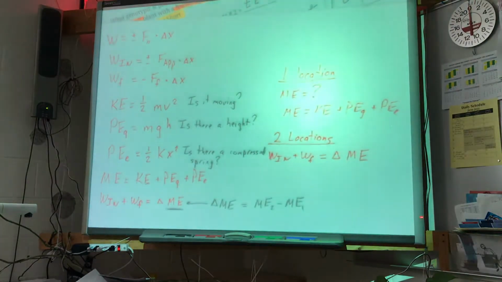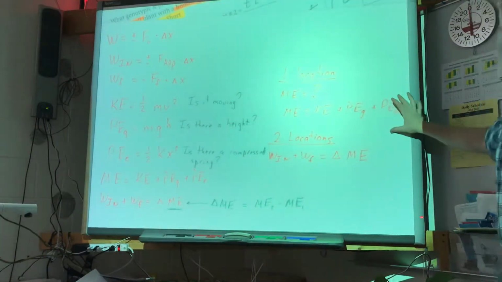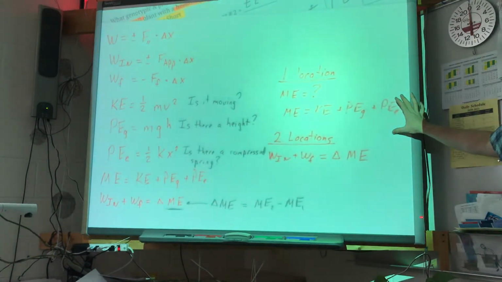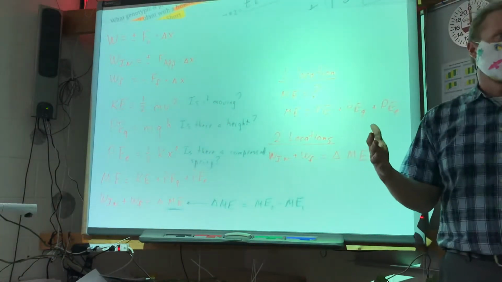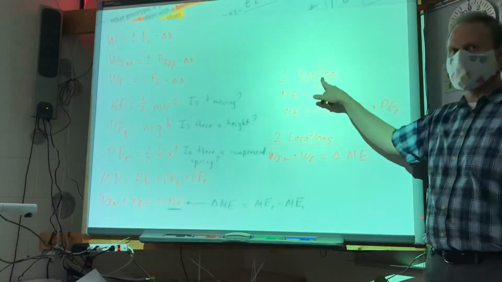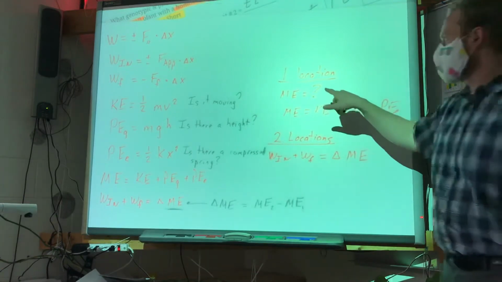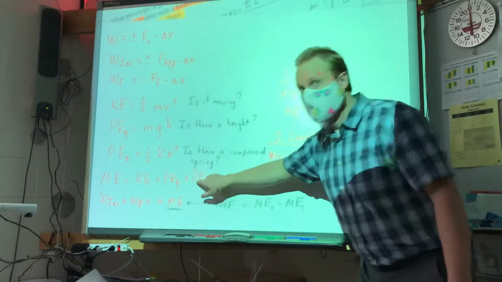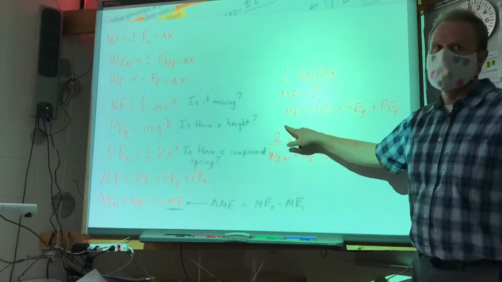Now, this thing on the side, I'm trying to give you some hints and some suggestions on when you use what. So when we start dealing with energy, there are certain questions that will talk about a single location. In a one-location problem, a typical question will be how much mechanical energy does an object have here or at this location? And if I'm asking how much mechanical energy does it have at a location, I'm asking you to solve this equation for ME.